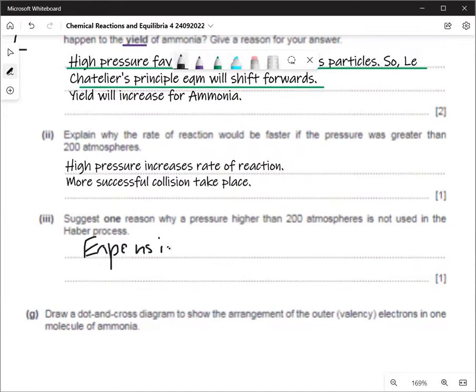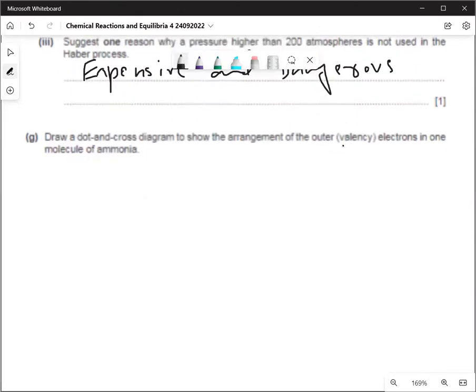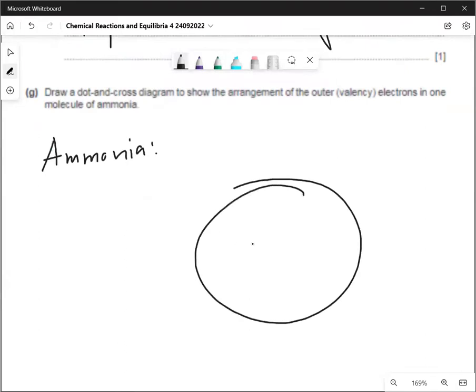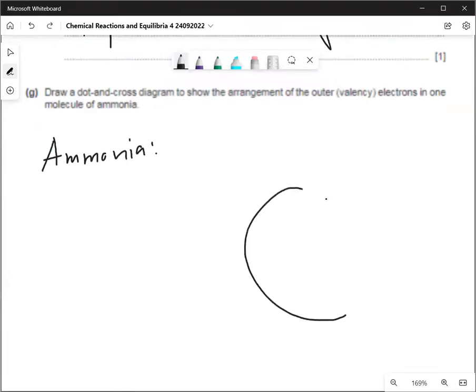Now they're just asking you for one. So you're giving two. They'll be happy. Both of these are correct. Okay. Fine. Now, dot and cross to show the outer valency in one molecule of ammonia. Please draw this in your notebook. Ammonia has, first we'll make one circle like this.